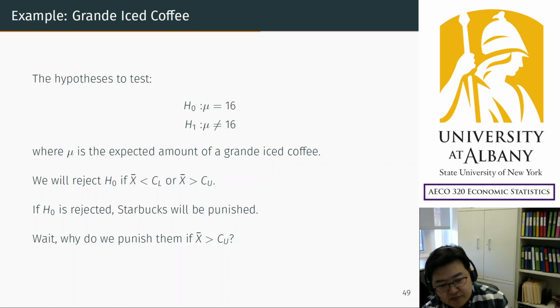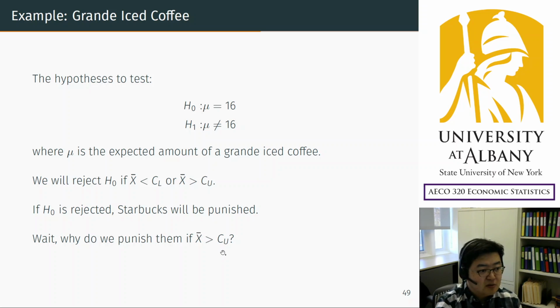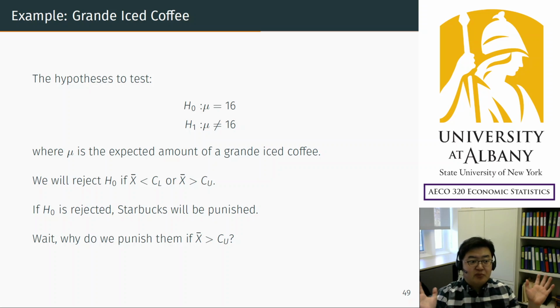But the problem here is, do we need to punish? What happens if the actual amount is more than 16 ounces? Do we have to worry about that? Do you have to reject the null hypothesis? No. In this case, the main issue is whether it is less than 16 ounces or not. Less than, or greater than or equal to 16. So in our hypothesis testing framework, I will reject the null hypothesis even if the actual amount is more than 16. But in practice, it's not a problem.